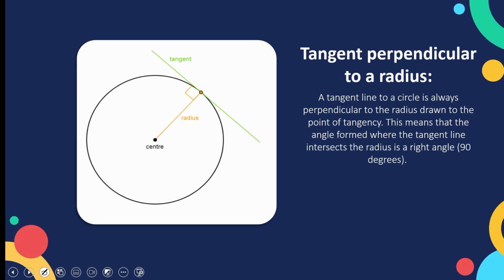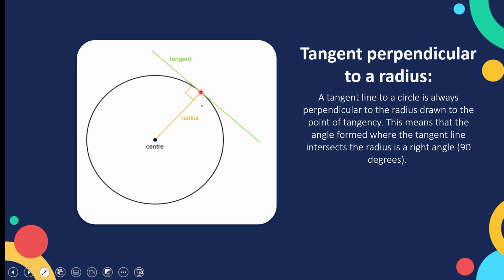Moving on, we are looking at a tangent perpendicular to a radius. So here, remember, we have a tangent, as you can see, the tangent on the outside in green. It touches the circle only at one point. There it is there. Only at that point. And a tangent line to a circle is always perpendicular to the radius drawn to the point of tangency. Let's try and simplify all of that.